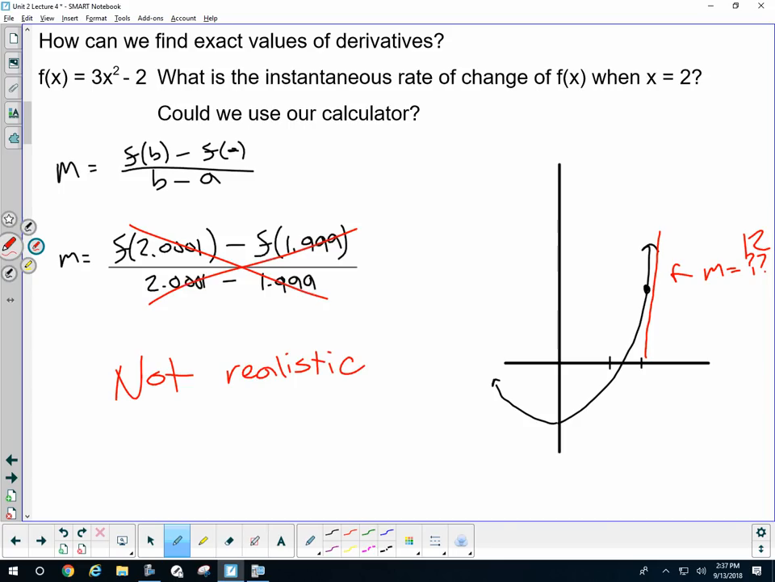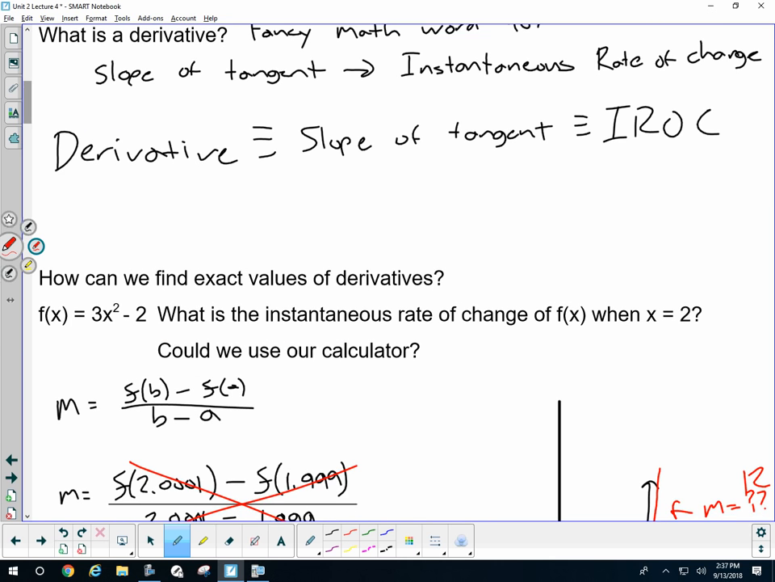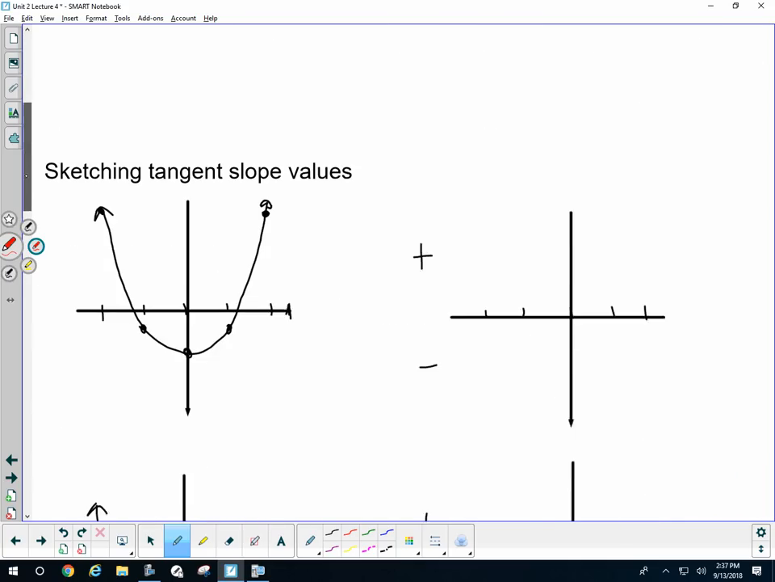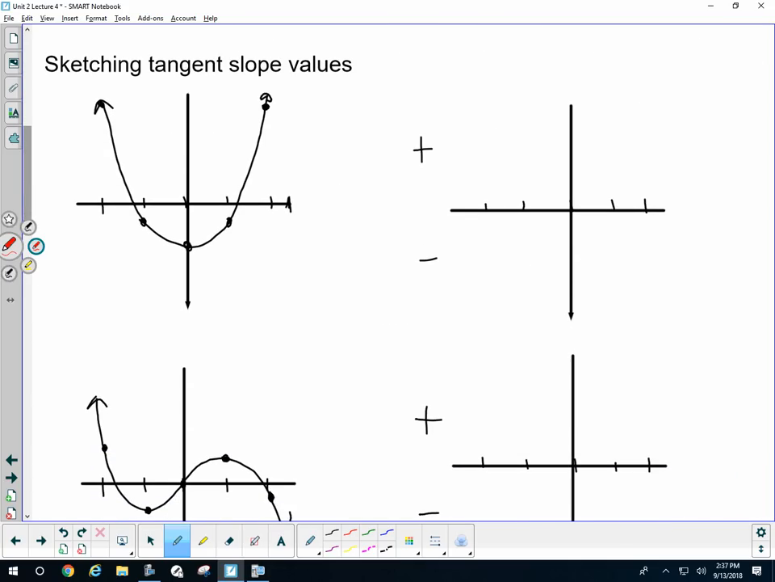We need another approach, okay? Though we want the answer 12, okay? But I need another way to get this 12. So the other approach needs to come from some analysis. You guys are going to do some analysis, and we're going to figure this out together, okay? So we'll start with looking at just some tangent slope values graphically, okay?